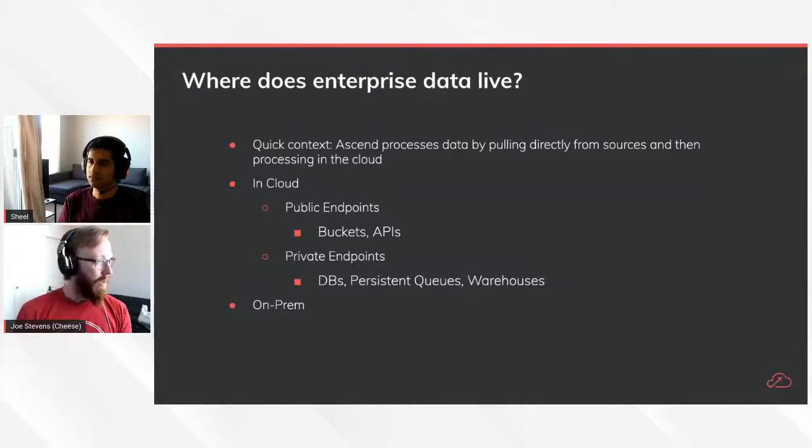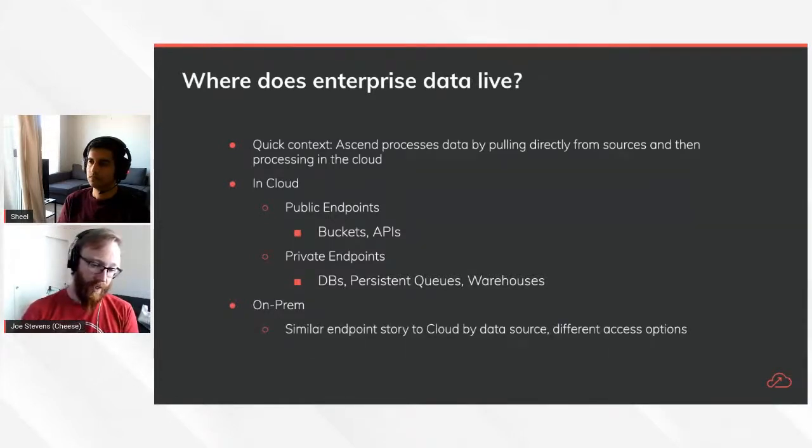Where it gets a little bit more tricky, though, is when you actually get to on-prem. Many enterprises still have on-prem data. They still have data centers where they're trying to run their more expensive workloads, for example. This is very similar to cloud by data source and access options. The difference is typically you're dealing with more legacy networking options to connect to these data sources.